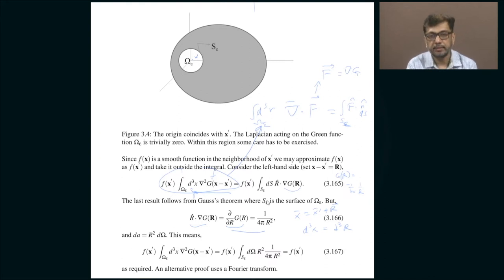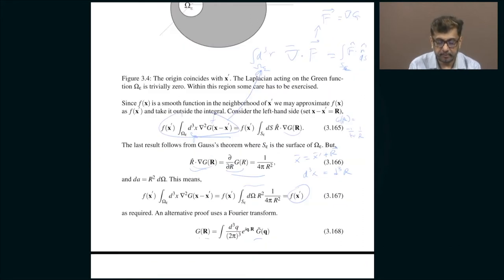The sphere has a fixed radius, so it is d omega into r squared. R is fixed, so it's r squared into d omega into 1 by 4 pi r squared, because that is what r hat dot grad g is, it's 1 by 4 pi r squared. But then r squared will cancel, and integral d omega is also 4 pi, so 4 pi, 4 pi will also cancel, and you get f of x dash. So bottom line is that completes the proof.